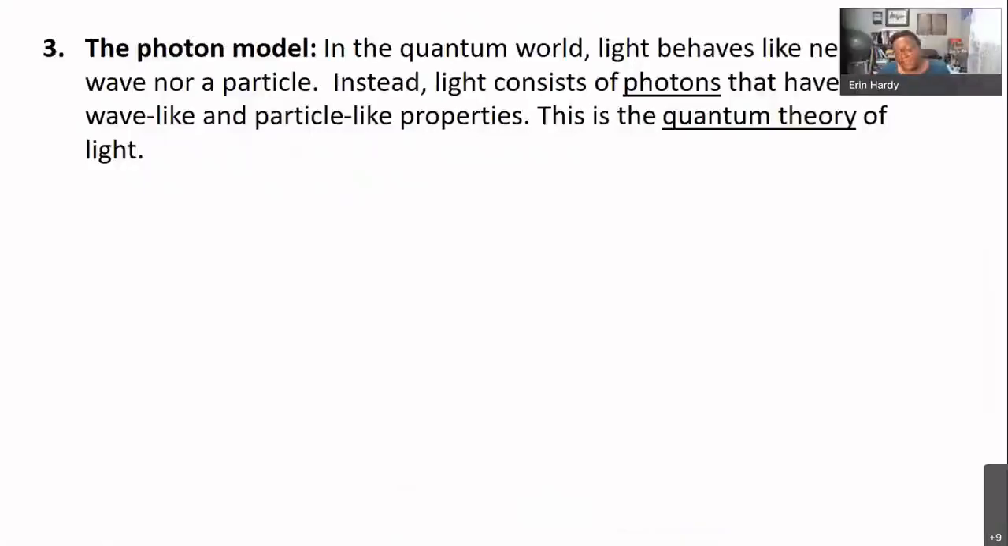The bulk of, or really the entirety of this chapter is going to be devoted to the wave model. And then later on in the semester, once we get some field theory under our belt, we can talk about the photon model. And I'm sure we're all familiar with the wave-particle duality of light.